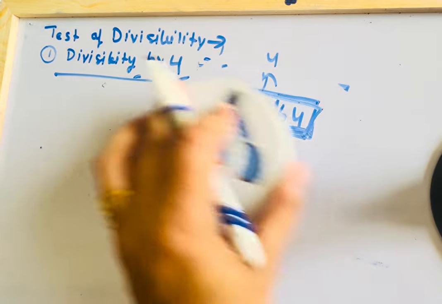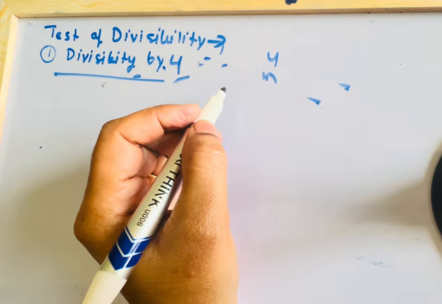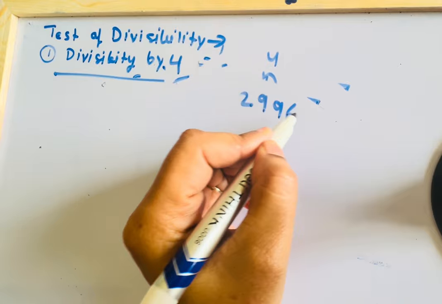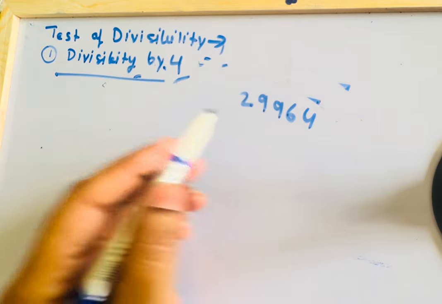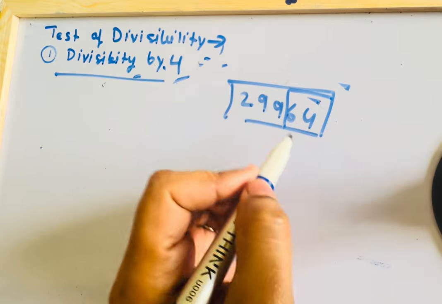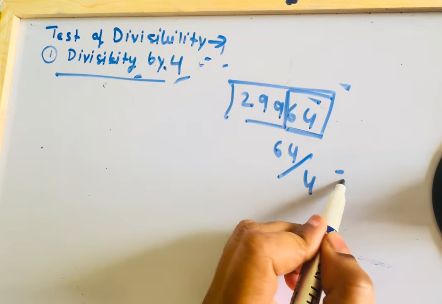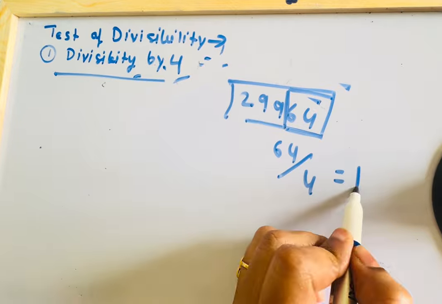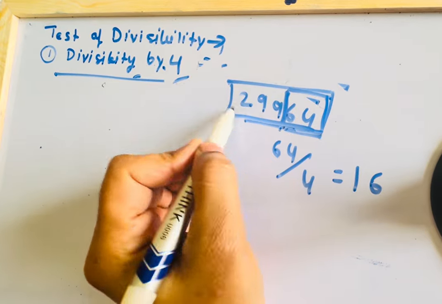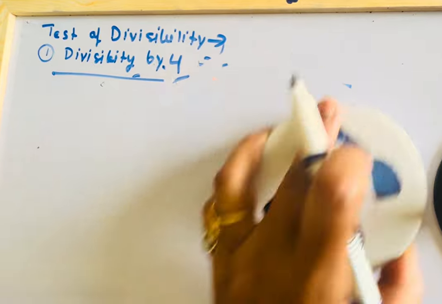Now check that number, 29,964. What are the rules? Last two digits 0, 0, or the last two digits divisible by 4. What are the last two digits? 64. 64 is divisible by 4. See, the last two digits are divisible by 4. It means 29,964 is divisible by 4.